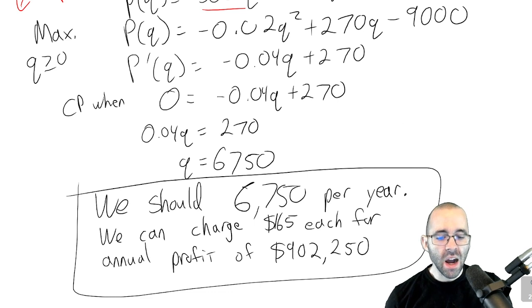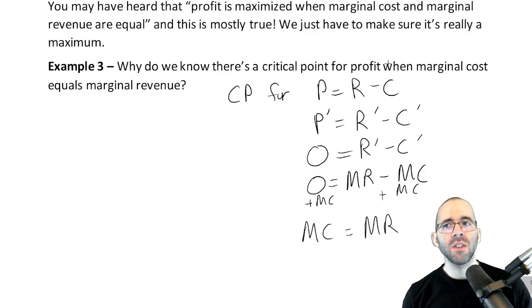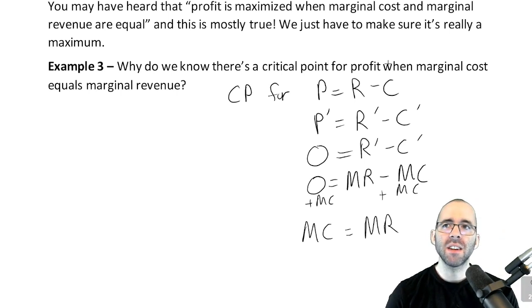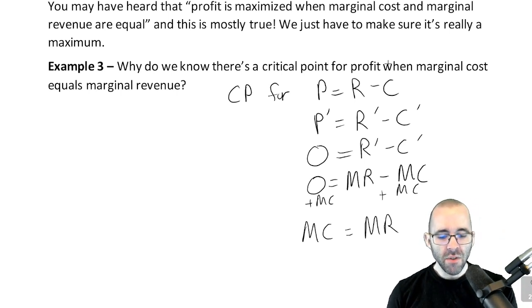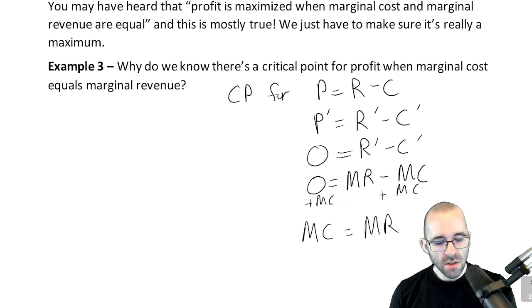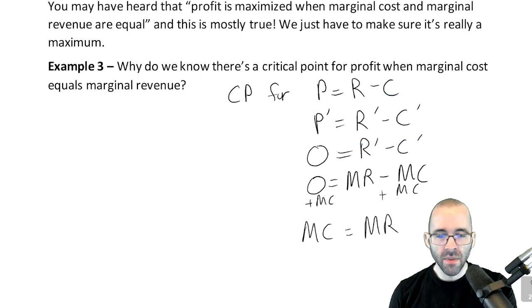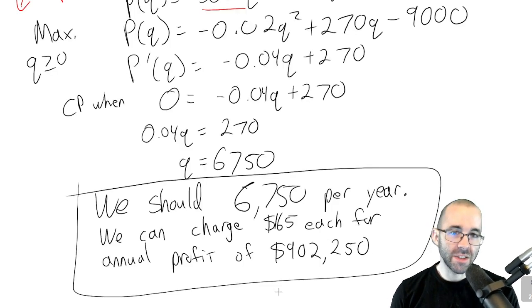But remember why that's the case, right? If you just plug something in, it's not going to be easy to remember, and it's not going to really make a lot of sense. But if you can understand why we care about when marginal cost equals marginal revenue, it's just the critical point for a profit function, then it's going to be much easier to remember and will make a lot more sense when you use it. So that's kind of the point of this video.